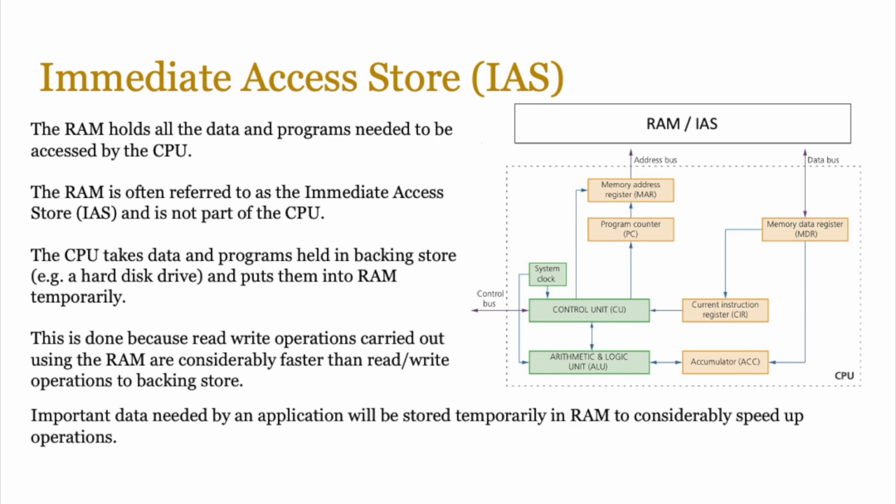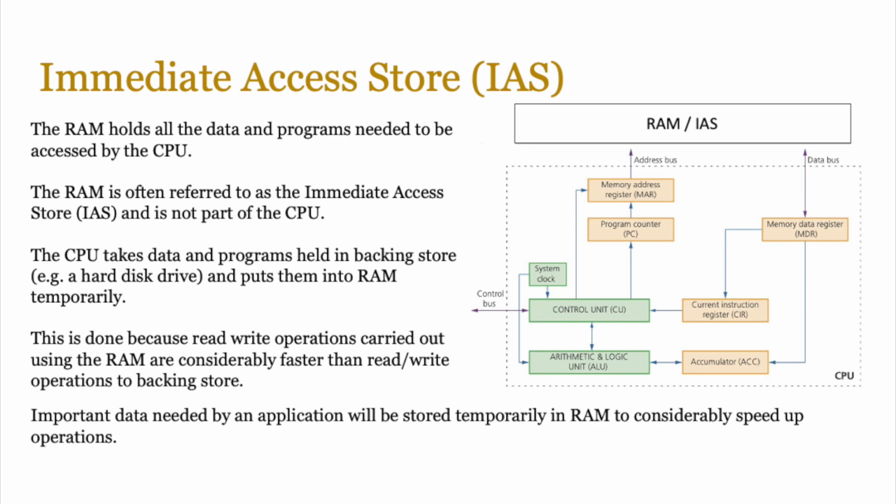The next important component you need to know about is the immediate access store. This is basically another name for RAM. Now, RAM can be directly accessed by the CPU. It's known as primary storage. However, it is not part of the CPU and it just resides outside the CPU. So the CPU takes data and programs held in the backing storage or the secondary storage, for example, a hard disk drive, and puts them into RAM temporarily so it can work with that particular data before saving it back to the hard disk drive.